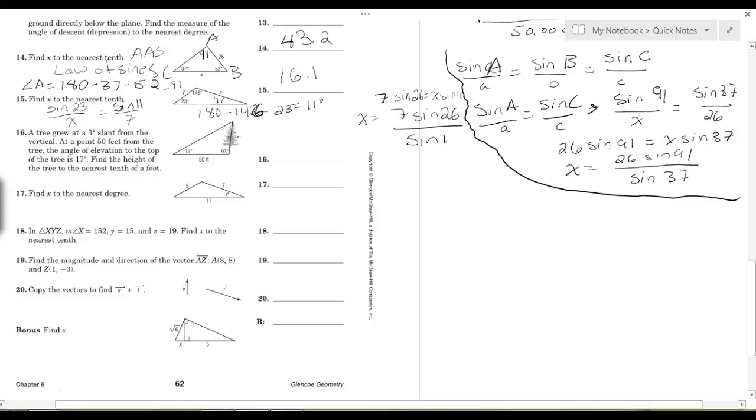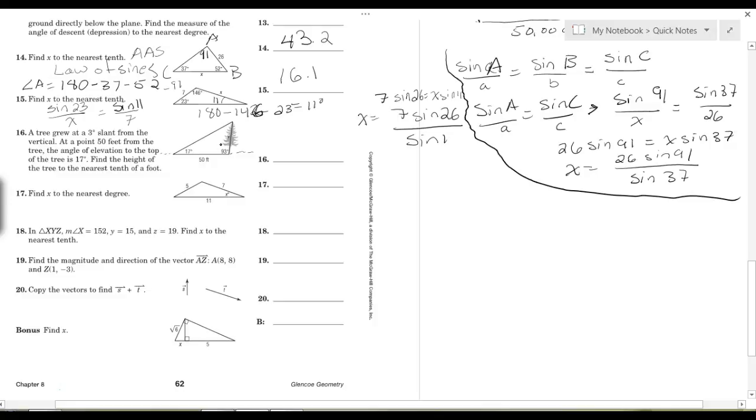Now my next question is also going to use the law of sines. And it's asking me, the tree grew at a 3-degree slant from the vertical. So it's a slant from the vertical. The vertical would have gone straight up and down. So it's just 3 degrees more. So that's why this angle is 93 degrees, which kindly they filled in for us. At a point 50 feet from the tree, the angle of elevation to the top of the tree is 17 degrees. So again, angle of elevation has to come off of the horizontal.